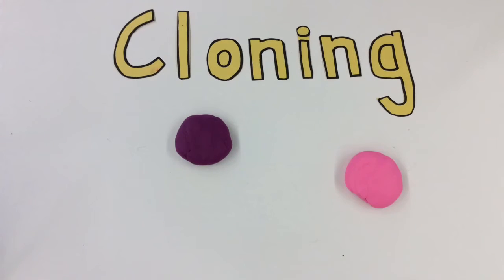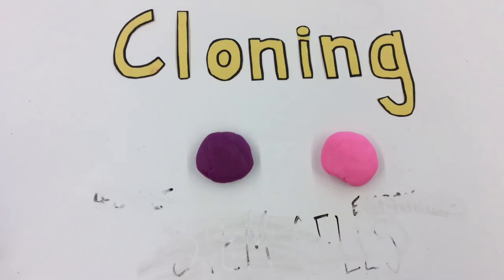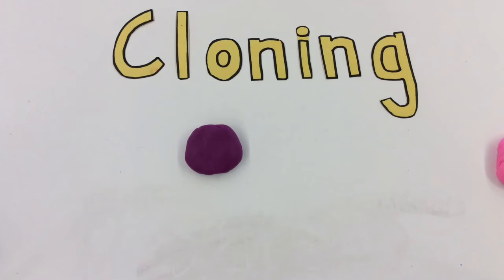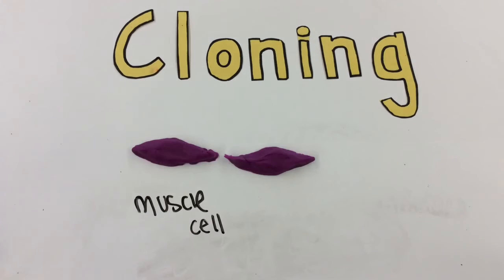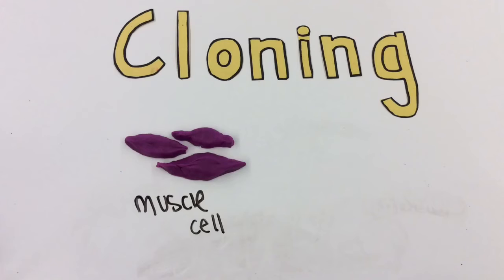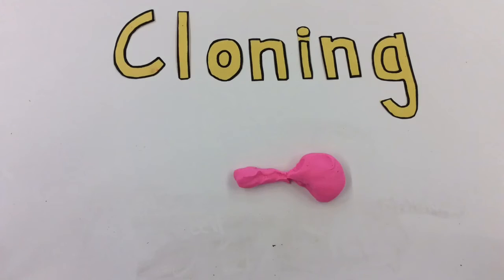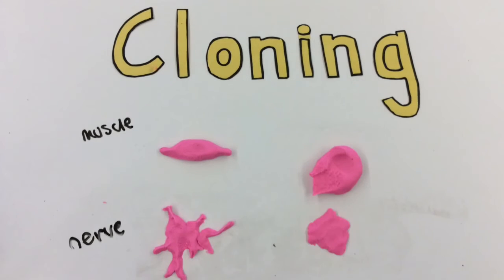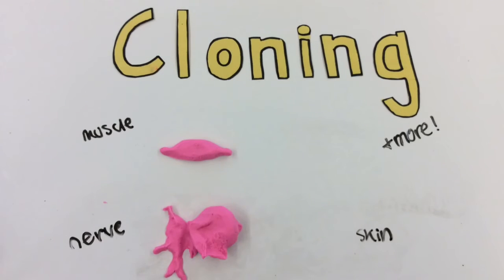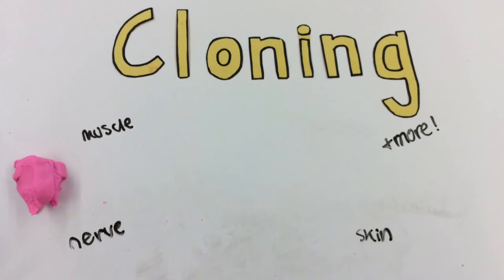Stem cells can also be used in cloning. Adult stem cells taken from a specific part of the body can only be used to develop a cell from that family. For example, if an adult stem cell is taken from muscle tissue, only a muscle cell can be made. Embryonic stem cells, however, no matter where they are taken from, can be used to create any type of cell such as muscle, nerve, or skin.